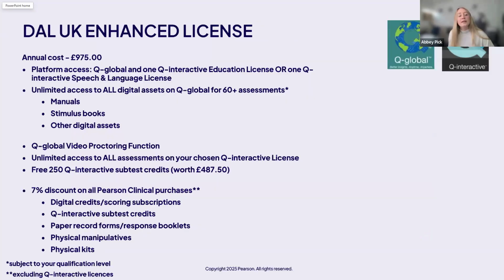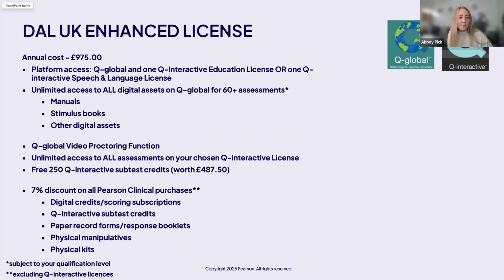The next licence is called the Enhanced licence. This option includes the same access as before on the core licence, which includes all of the Q Global assets, but this also includes our other digital platform, Q Interactive. So you'll have unlimited access to one, either Q Interactive education license or Q Interactive speech and language license. Again, you'll have unlimited access to everything on Q Global and then all of the assessments included in your chosen license for Q Interactive.